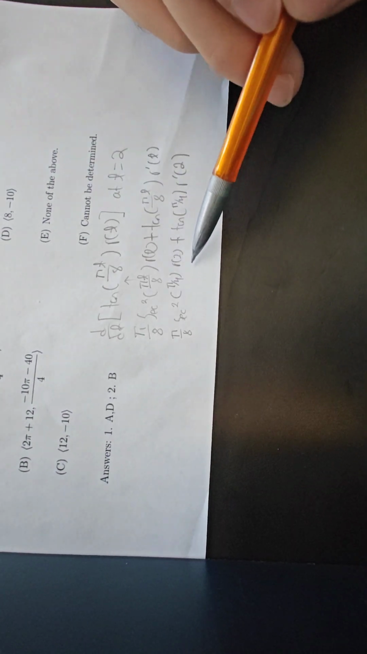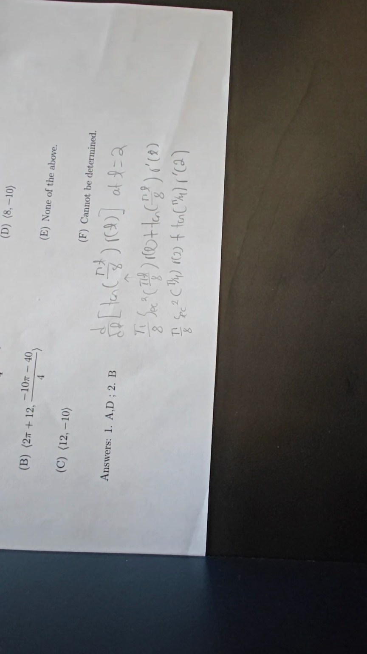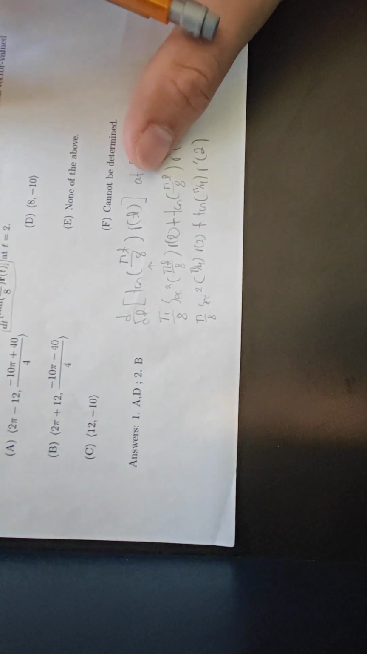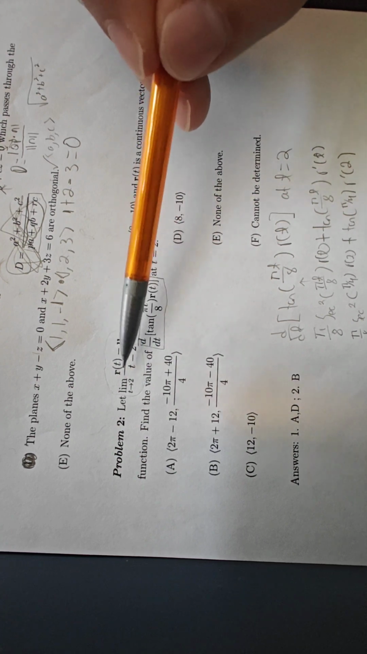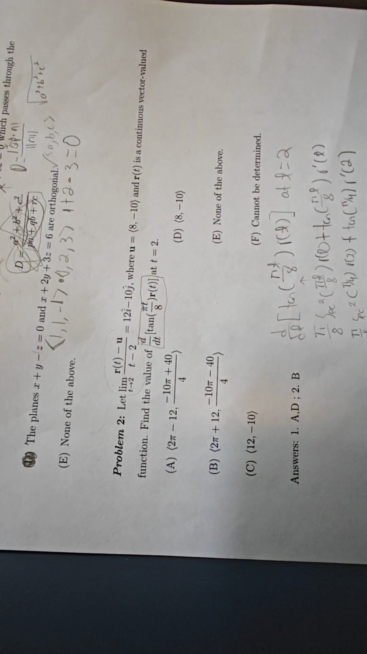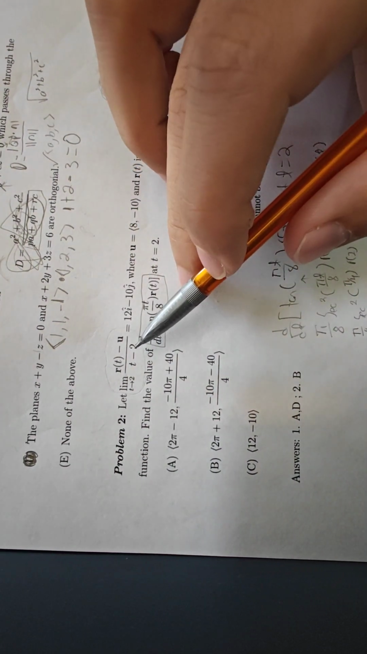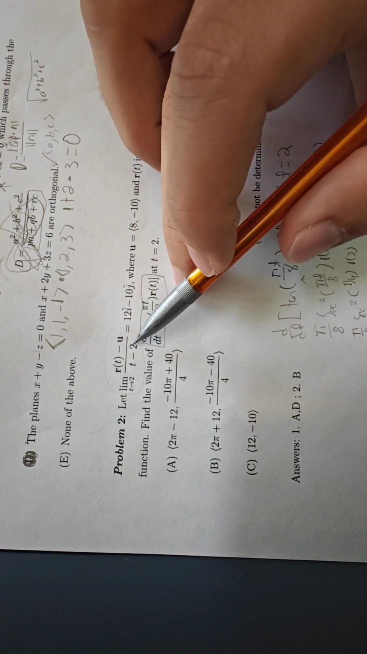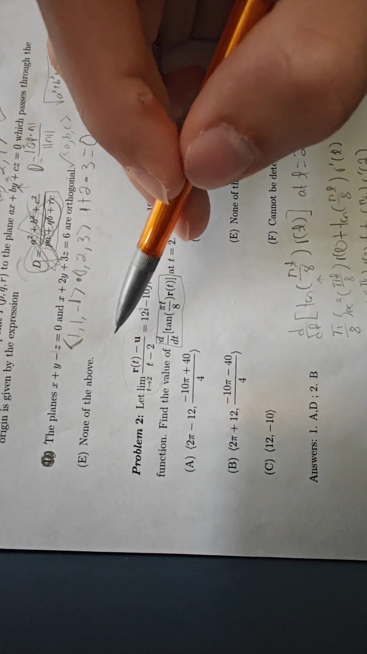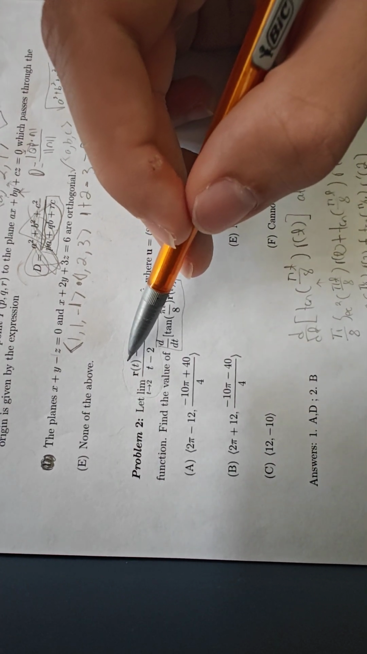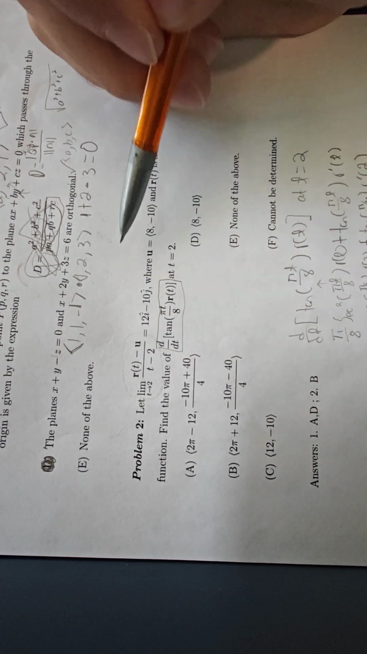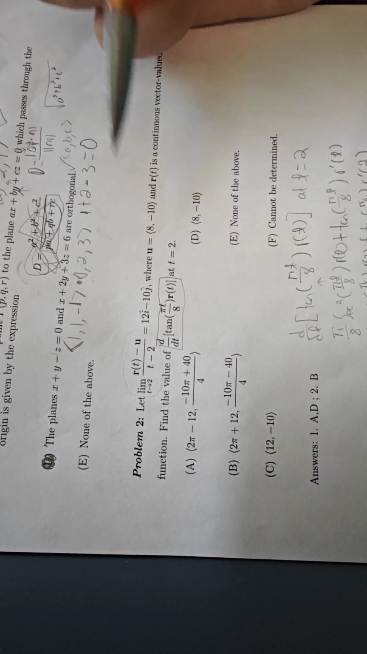Now, we got some nice little numbers here. However, it seems like we're stuck. We don't know what r of 2 is and r prime of 2 is. However, recall the information that it gives us up here. If this equation here looks vaguely familiar to you, that is for a reason. This here is the limit definition of a derivative, where the answer of this is the derivative of r of t at 2, and u is equal to r of 2.